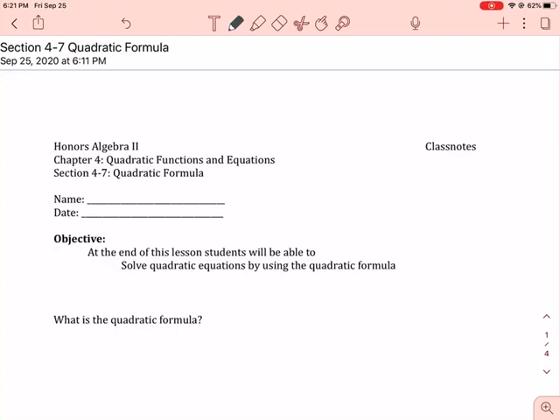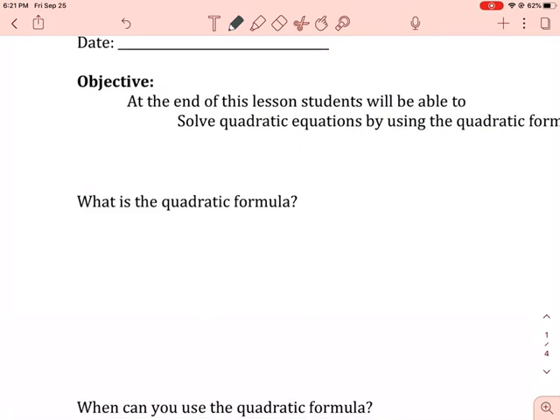Hi everyone, so today we're going to work on the quadratic formula, which is another method in solving a quadratic. I hope you find this method a little easier than what we were working on with completing the square. Most people do. Some people though really like completing the square, so their choice. So we're going to be able to solve quadratics by using the quadratic formula. So what exactly is the quadratic formula?